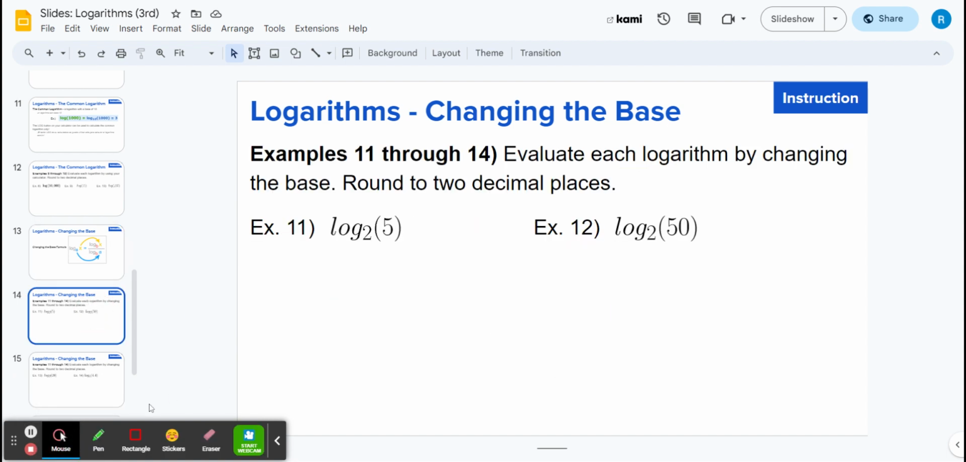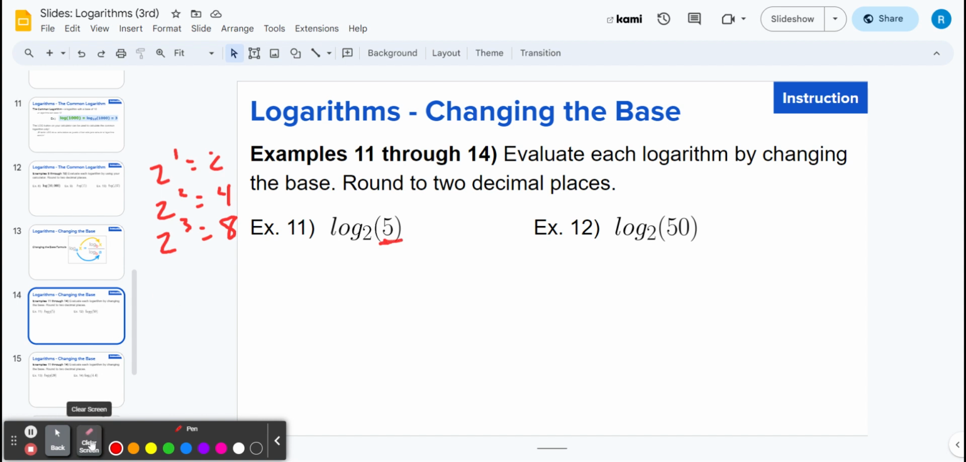Let's see how this plays out. If I have the log base 2 of 5, I can take 2 to the first power, and that equals 2. I can take 2 to the second power, that equals 4. And I can take 2 to the third power, and that equals 8. But we're targeting 5 there. So there's not a clean number. We're going to have some weird decimal answer there.